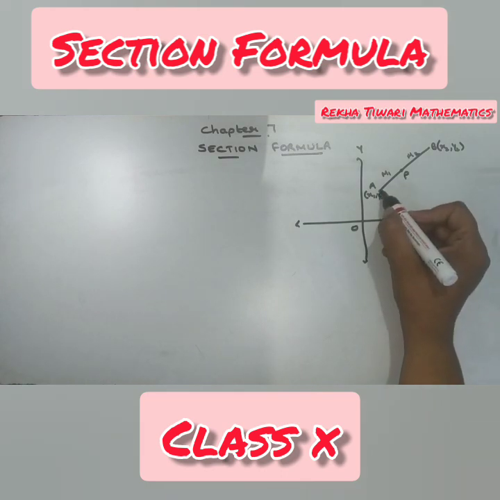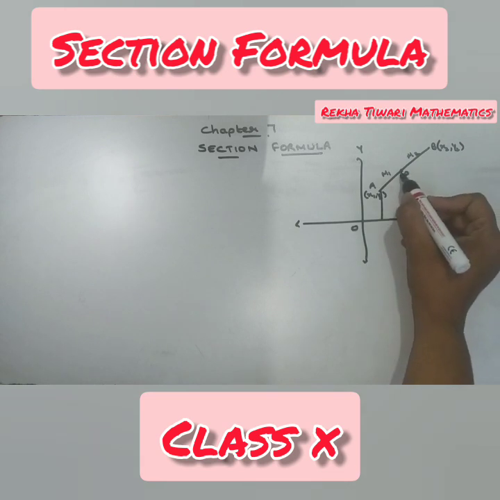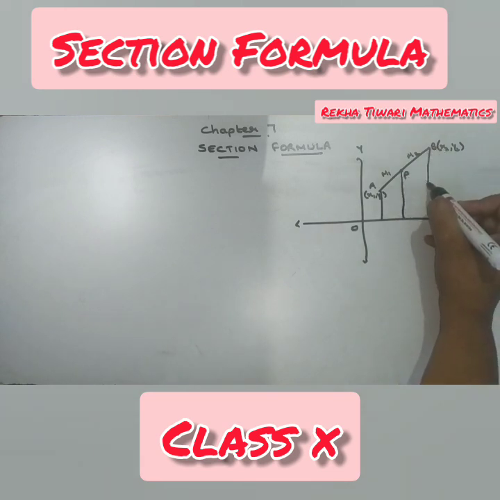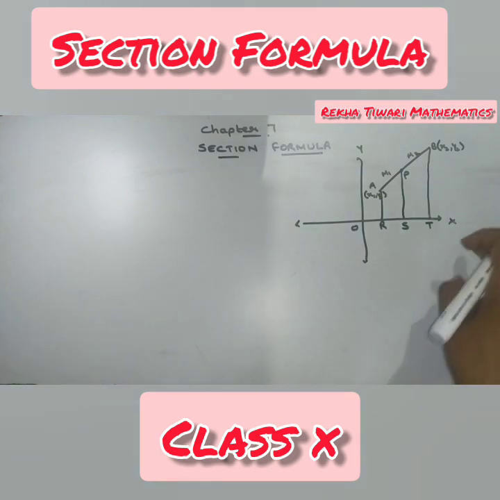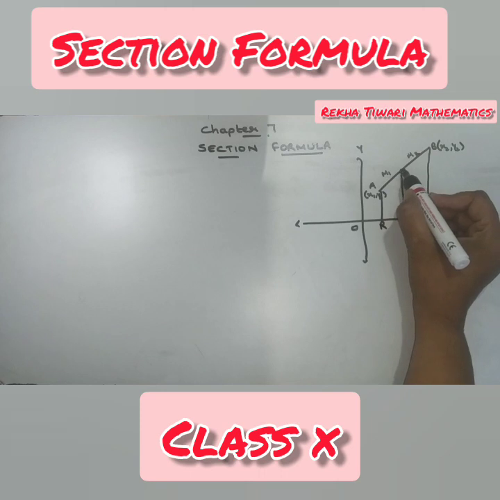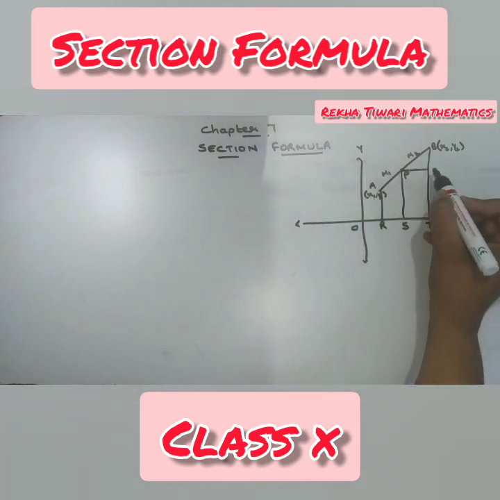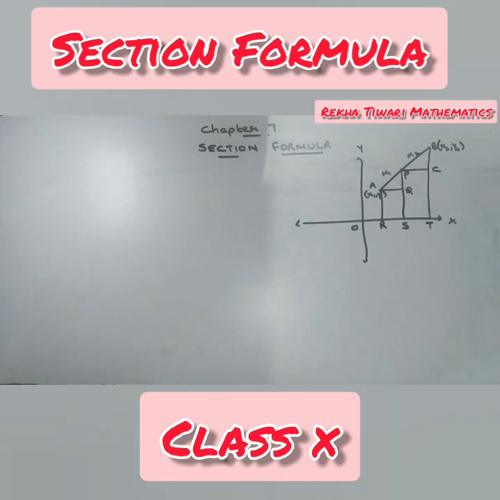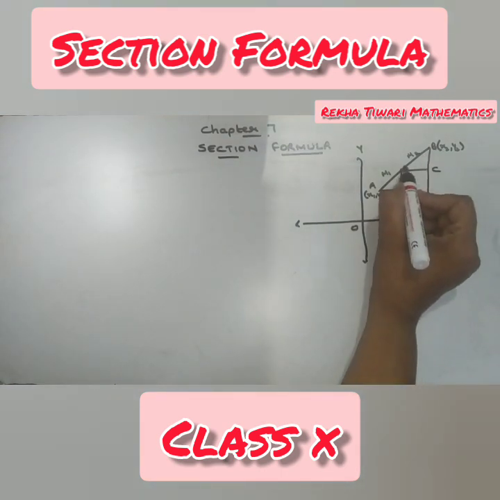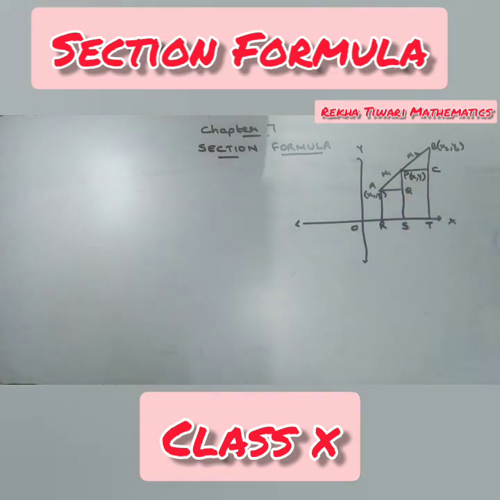So what we have to do is draw perpendiculars from A, P and B. Let us assume these points as R, S, T. So I have drawn AR, PS and BT perpendicular to the x-axis. Similarly, from P draw PC perpendicular to BT, and from A draw AQ perpendicular to PS. Let us assume the coordinates of P are unknown, that is x, y.